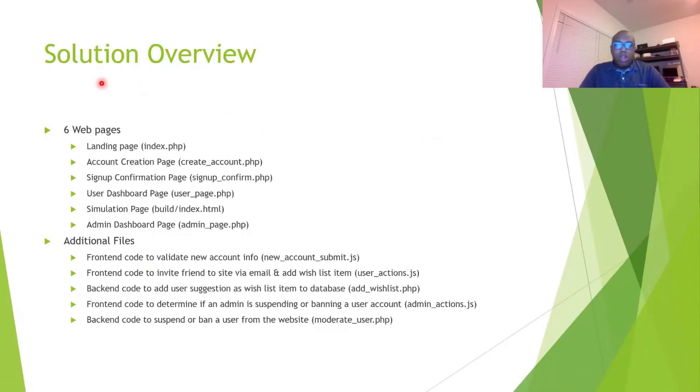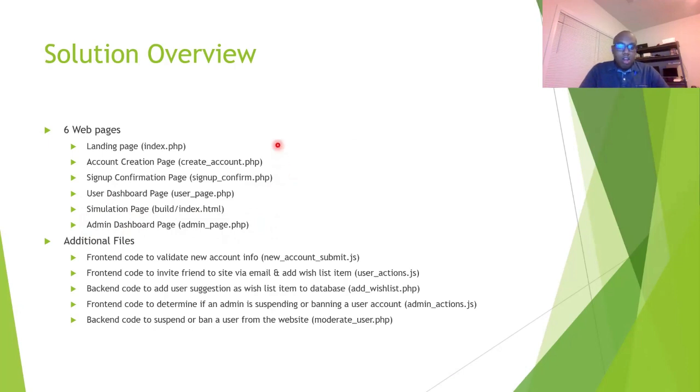The solution we created to finish our project was to create 6 web pages. A landing page, that will be the first page users visit. An account creation page where new users will go to make accounts. A sign up confirmation page that will tell users if account creation was successful. A user dashboard page that users who log in will be redirected to. A simulation page where the actual Game of Life is hosted, and an admin dashboard page where admins can go and look up user information.